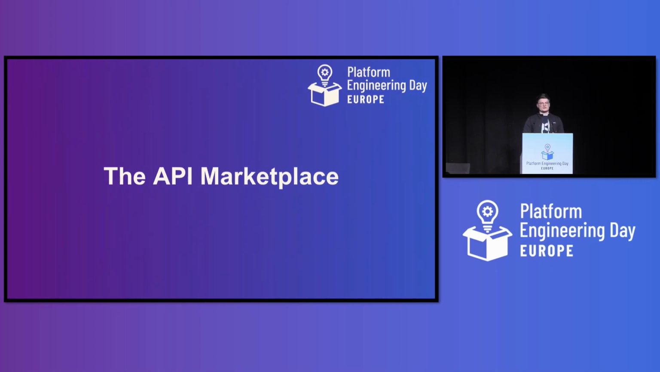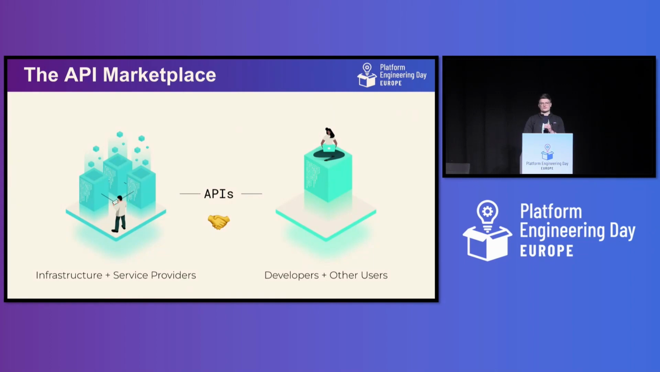Okay, now we've basically laid the ground for KCP, and what its differences are to other solutions that use the Kubernetes API for platform engineering. So I just want to basically delve into managing APIs with KCP. I like to call this kind of thing the API marketplace. I don't think it's something that comes from any of the white papers, but essentially in platform engineering we have two parties that we want to connect as platform engineers. So we have the infrastructure and service providers, whatever you want to provide to your users, and you have developers and other users.